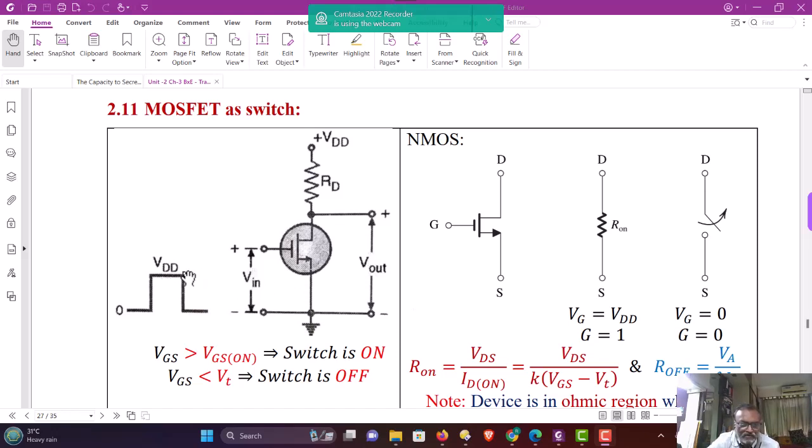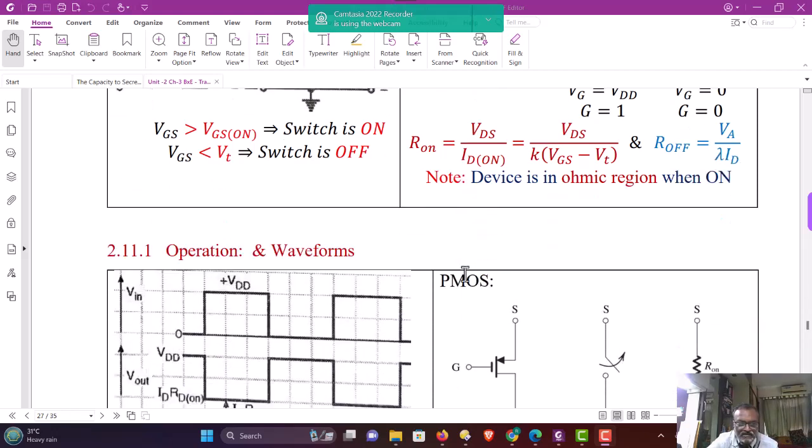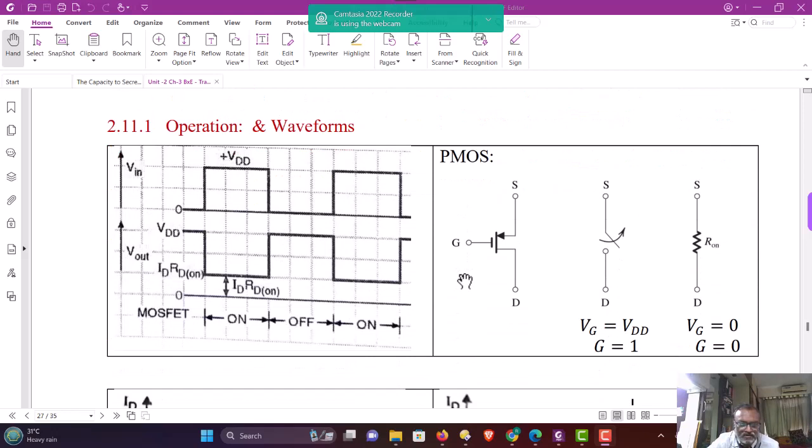When input falls from VDD to 0, the gate to source voltage is absent, and therefore the MOSFET channel will vanish, and it acts as an open circuit because no current flows through the MOSFET. When no current flows, the voltage drop across ID RD is 0, and therefore output voltage Vout is equal to VDD minus ID RD, which is equal to VDD, and it is therefore analogous to an open switch. This way the MOSFET will be operated as an open switch. The same operation, whatever I explained, is shown here in the waveform.